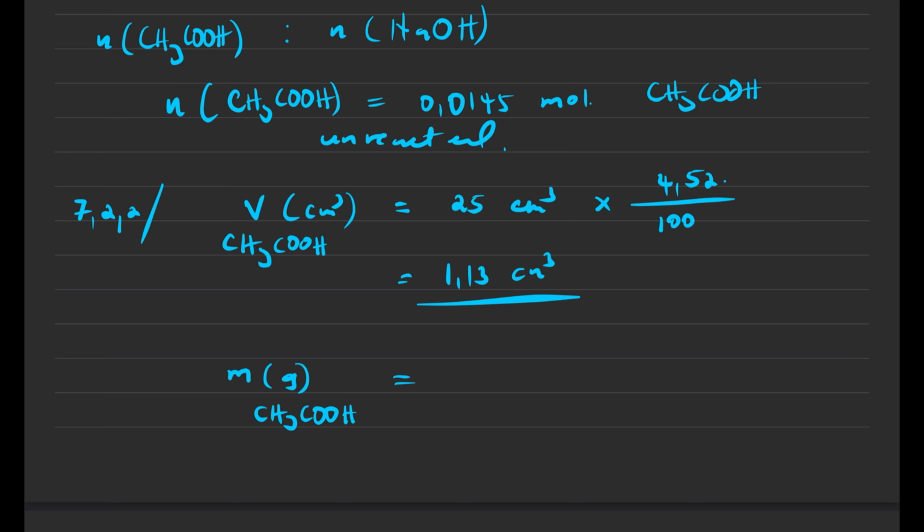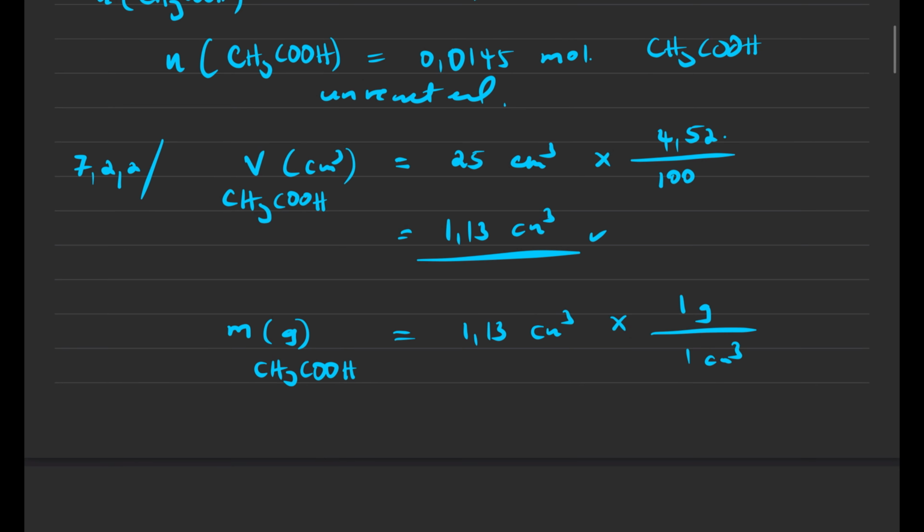CH3COOH, okay? So you already have the volume there, 1.13 cubic centimeter. They said what? 1 gram is actually 1 cubic centimeter, okay? And then you get the mass there, 1.13 grams of the household vinegar, all right? And then you guys continue.